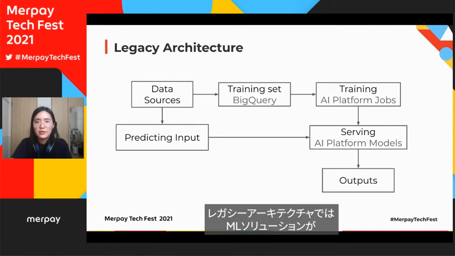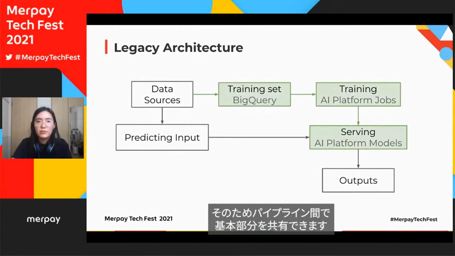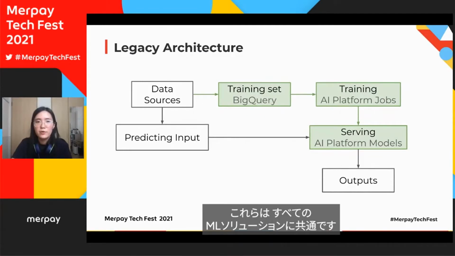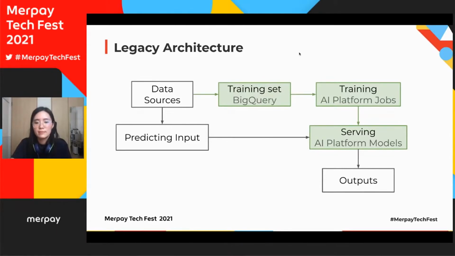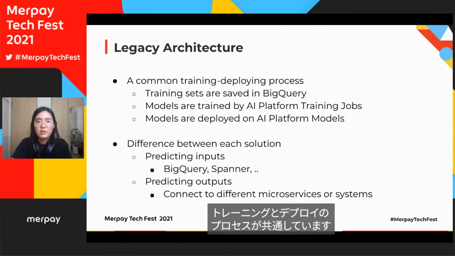In the legacy architecture, all the machine learning solutions can be concluded as this graph, but they are all independent. So we can share the fundamental part between pipelines: the part of getting the training set, training the model, and deploying models for serving. They are all the same for all the machine learning solutions. As a conclusion, machine learning solutions have a common training deploying process.